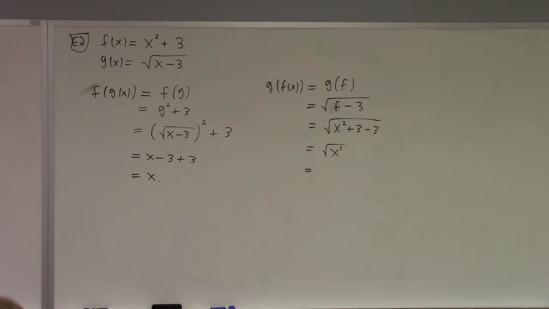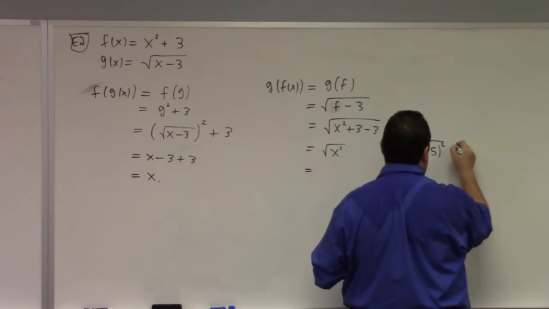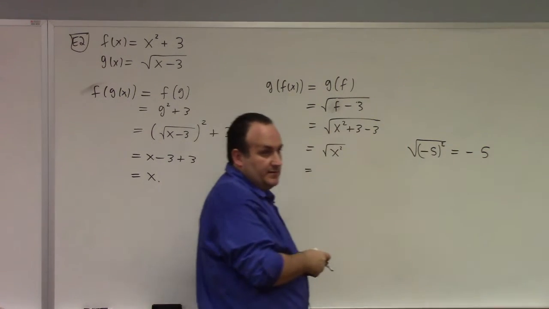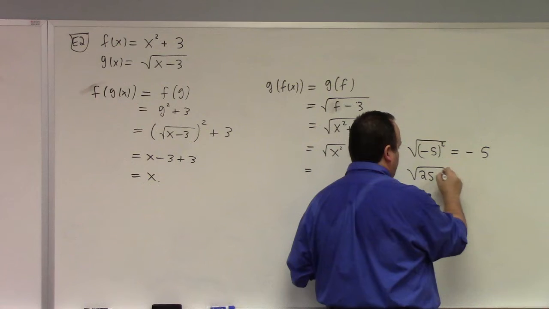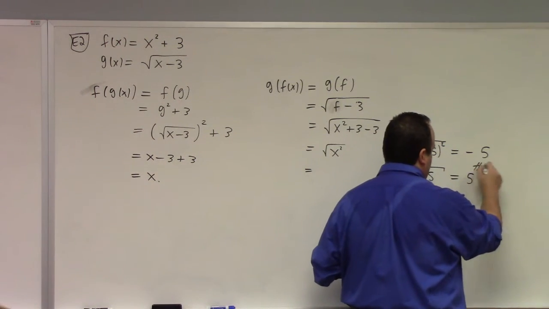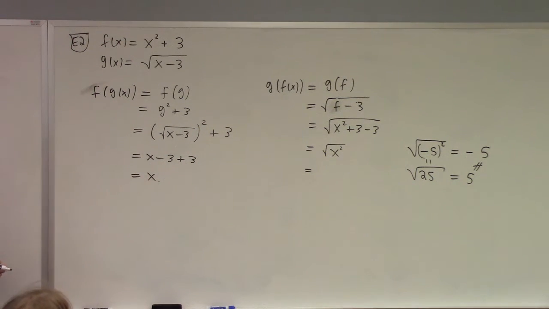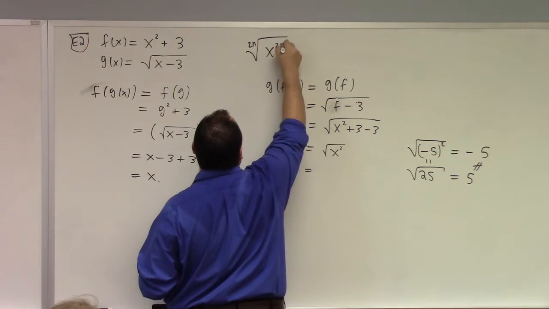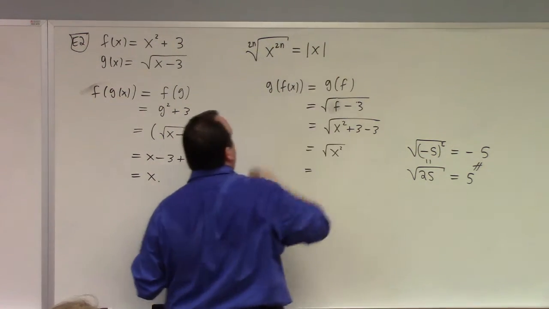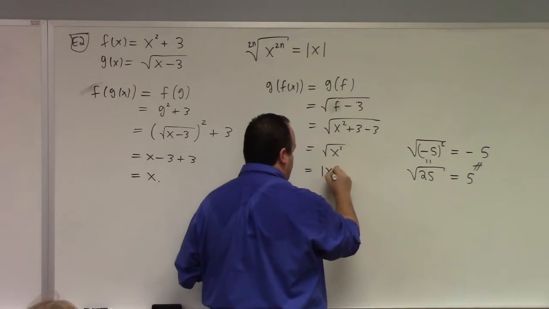When is it true? When x is not negative. For example, is the square root of minus 5 squared equal to minus 5? It's not, because the square root of minus 5 squared is the square root of 25, and so that's 5, which of course is not equal to minus 5. So what is the square root of x squared? In fact, generically speaking, the 2nth root of x to the 2n is actually the absolute value of x, because it's plus or minus x depending on whether x is positive or negative. So the answer here is not x, it's actually the absolute value of x.